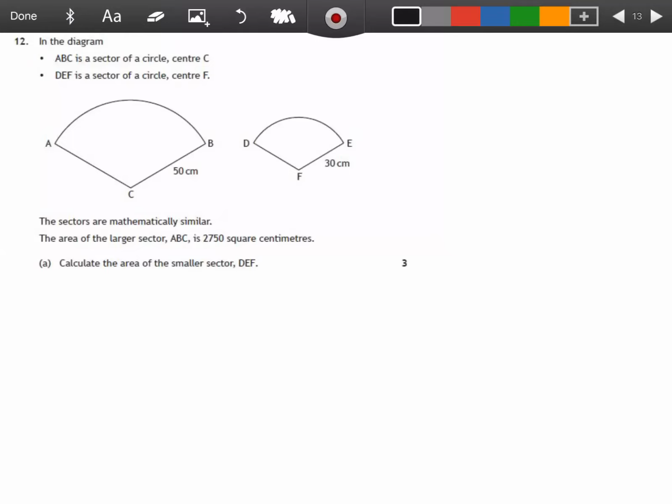The area of the large one is 2750, right? So that's the area of this one, 2750. That's the area. The question is, find the area of the smaller one.